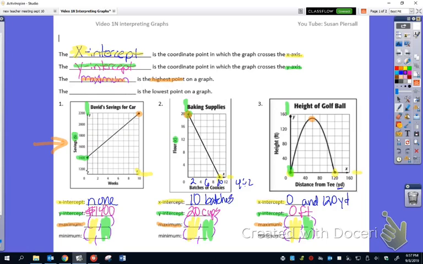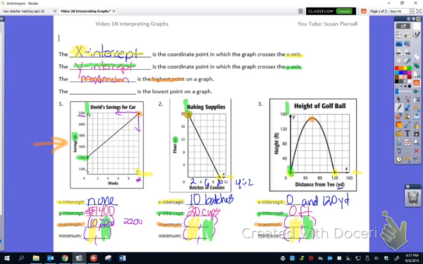So we are going to identify the maximum. So I go to that orange point. Remember, I got to go down to yellow. So I'm going to go down here, and what number is that? That is 10. So I put 10. And then I go across. Well, that's 2200. So my maximum is 10, 2200. Sometimes they want just the Y value. So sometimes they'll want just 2200.